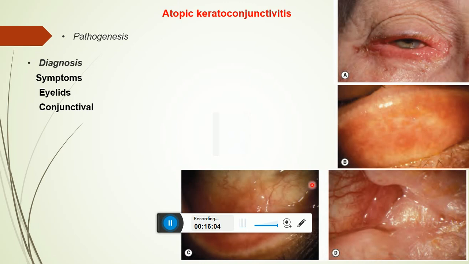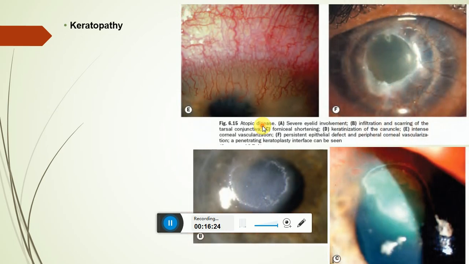And here you can see the cicatricial changes can lead to moderate symblepharon, fornix shortening, and keratinization of the caruncle. Here you can see keratinization of the caruncle. So limbal involvement similar to that of limbal VKC can be seen, including Horner-Trantas dots.